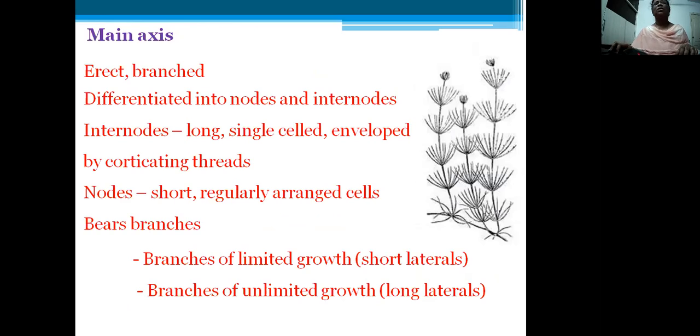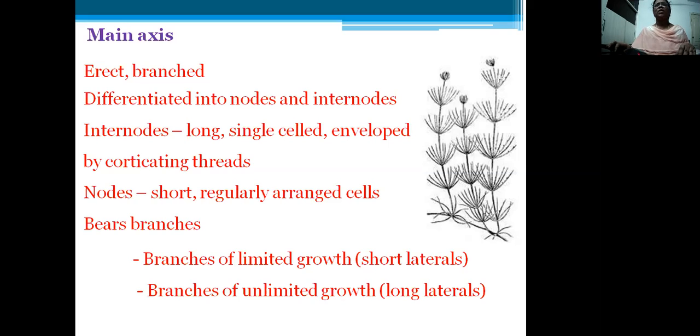This main axis, which is present at the center, is straight and erect, and shows nodes and internodes. The internodes are very long and single-celled. The internode is completely a single cell structure enveloped by corticating thread-like structures. That means some of the branches arising from the branches of unlimited growth cover the internodal region like thread-like structures called corticating threads. The nodes are very short and have regularly arranged cells.